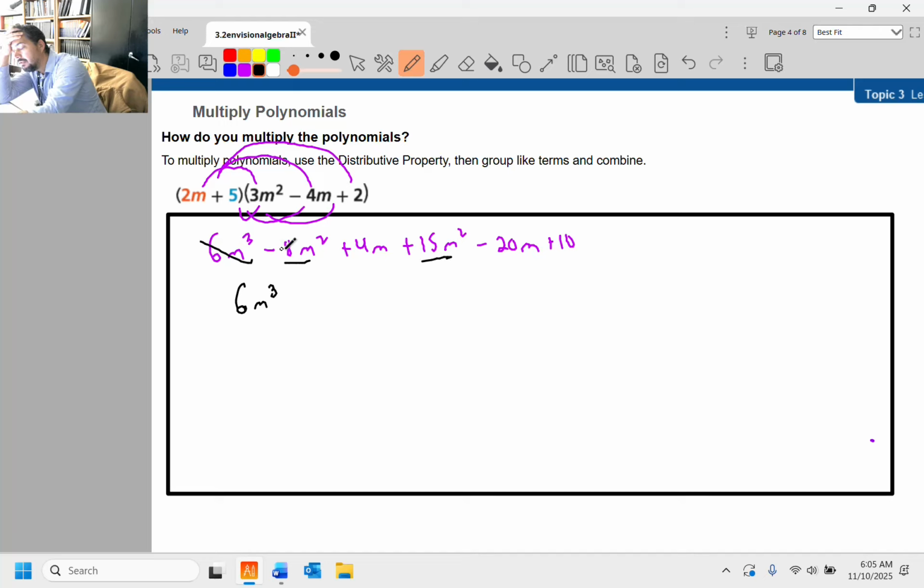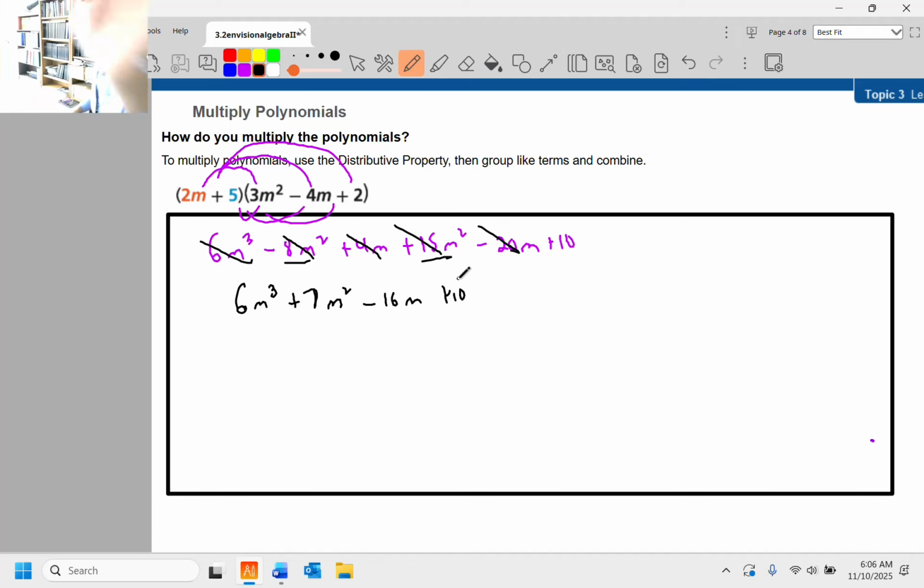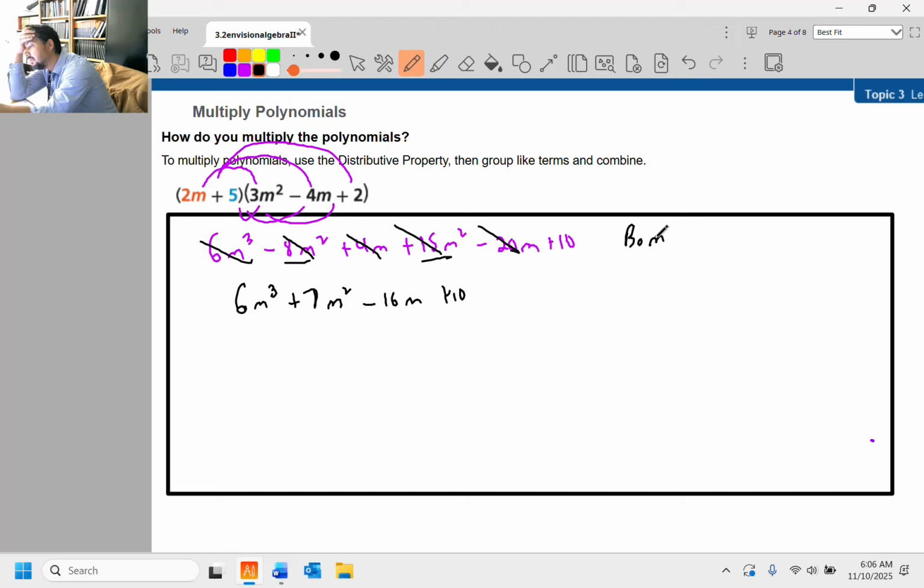Next up is these two. 15 minus 8 is going to be plus 7. Gone, gone. 4 plus a negative 20 is minus 16m. And then finally, we have the plus 10. I legit think for the vast majority of kids that are not STEM-bound majors or whatever, that the box method makes more sense. I don't know why I wrote bomb, probably because it's 6:06 in the morning.